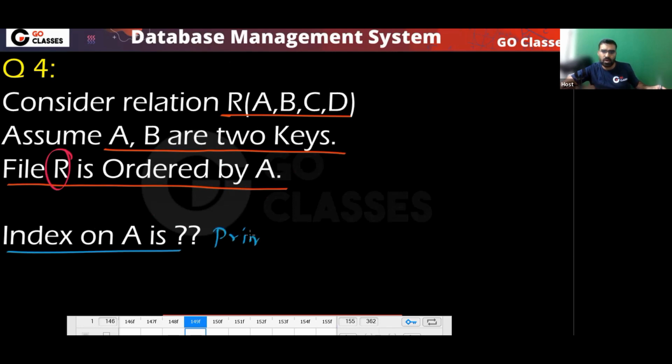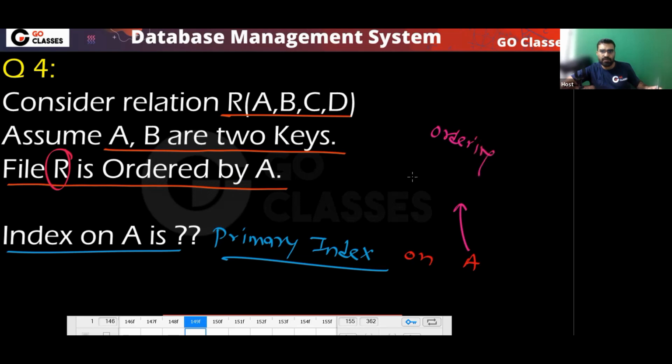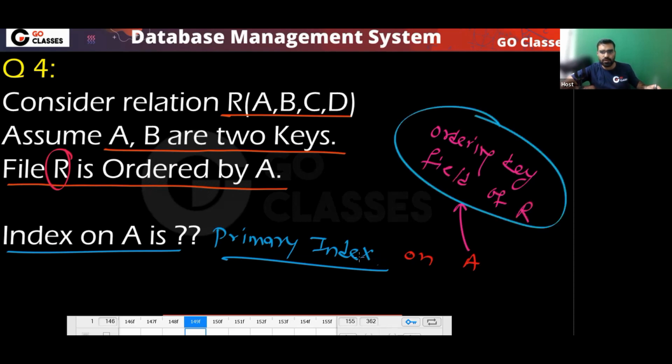So this type of index we call primary index because this is created on A. This is primary index, right? You can notice this A is basically the ordering key field. This is the ordering field because your file is ordered by A, and this is candidate key also. So this is the ordering key field of the data file R. On this field, if you create the index, then that index will be called primary index. So your answer is going to be primary index.